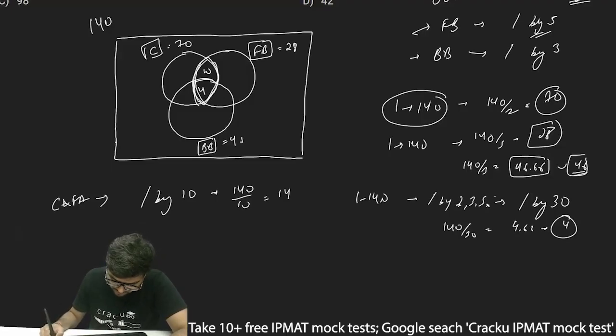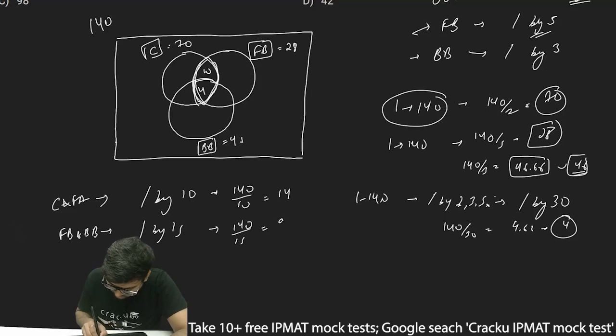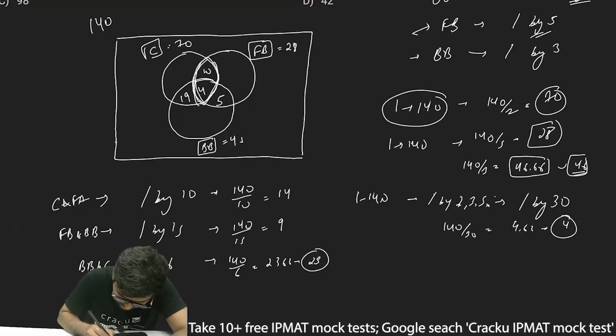Similarly for football and basketball, it is divisible by 5 and divisible by 3. So this is divisible by 15. So 140 divided by 15 is basically equal to 9. Now this is 4, so this should be equal to 5. Similarly for basketball and cricket, it is something which is divisible by 2 and divisible by 3, something which is divisible by 6. So 140 divided by 6 is roughly equal to 23.66, or I can write 23 students who are playing both cricket and basketball. Now 4 are playing all 3, so cricket and basketball will be played by 19 students.